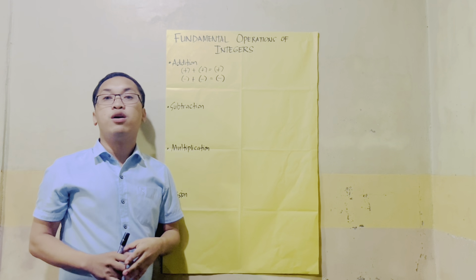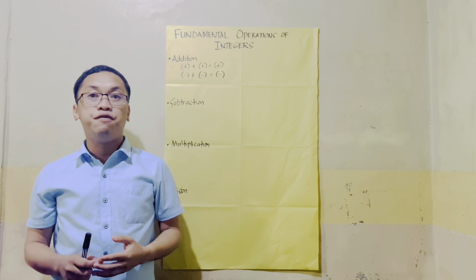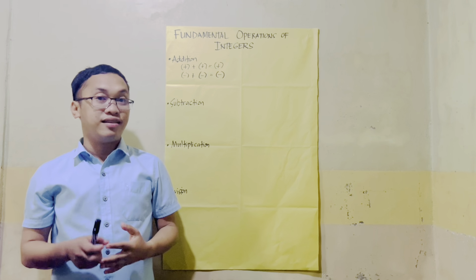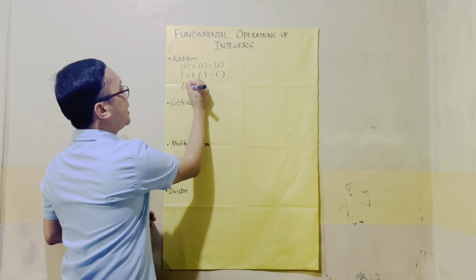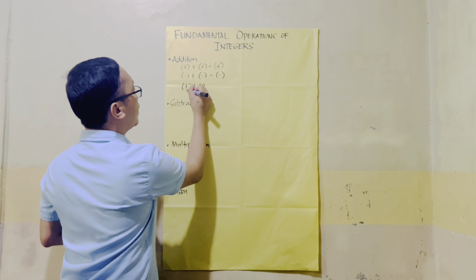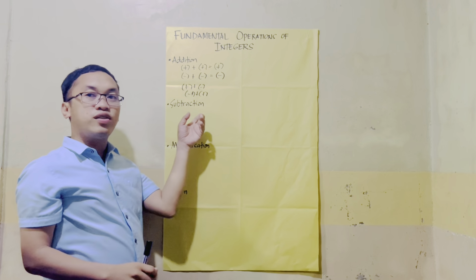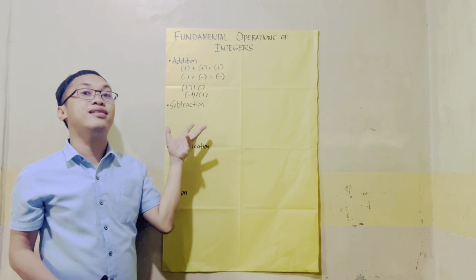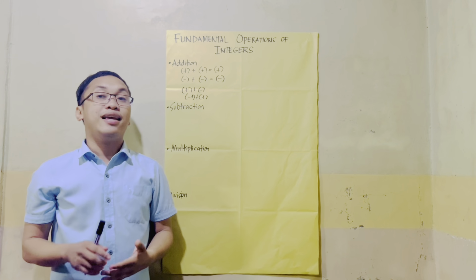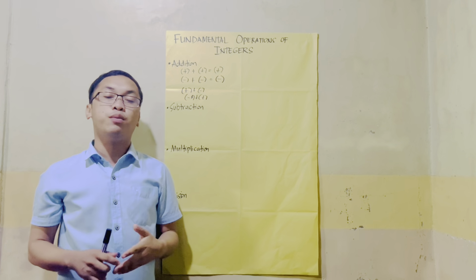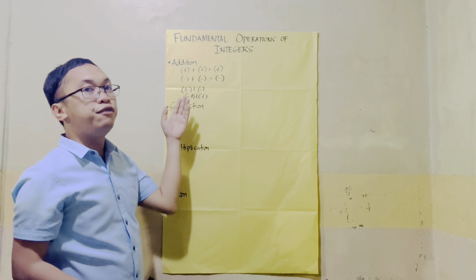And then, if we're going to add a positive and negative or a negative and positive, we will use the larger number and its sign and then subtract. So, for example, positive plus negative or negative plus positive, we will use the larger number and its sign and then subtract the two numbers. I will provide examples in each operation so you will be able to understand it better. First, we will have two positive numbers.